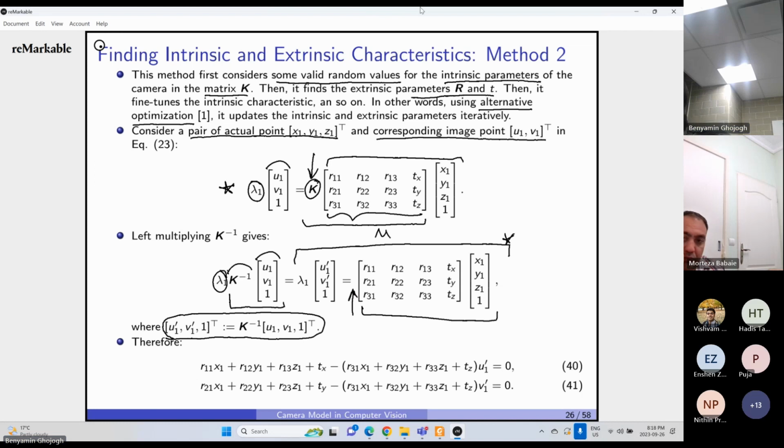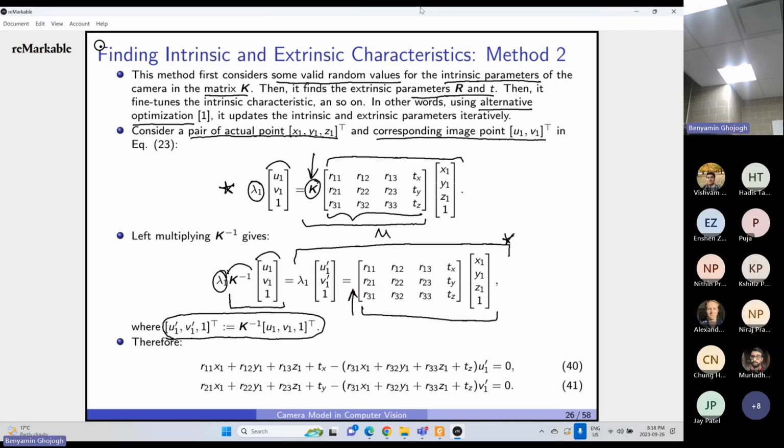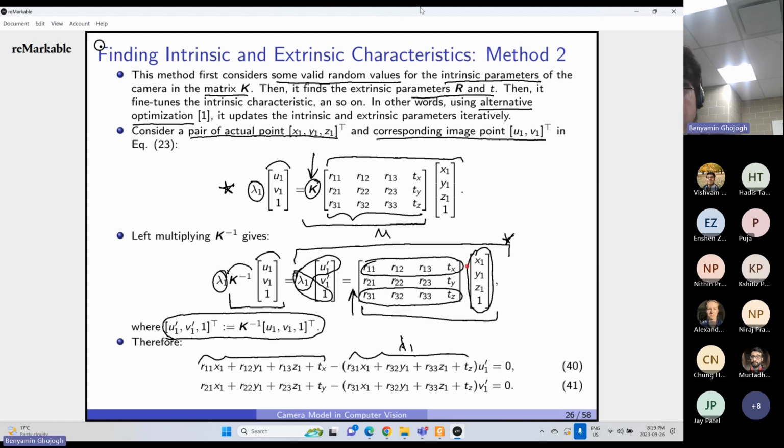What do we have? We know that this times this becomes lambda 1 u1 prime. Don't you agree? So consider this is lambda 1. Lambda 1 u1 prime equals this times this, which is this. But why is lambda prime this? Because of the third equation. Lambda 1 times 1 equals this times this, right? I'm just doing the simple matrix multiplication.